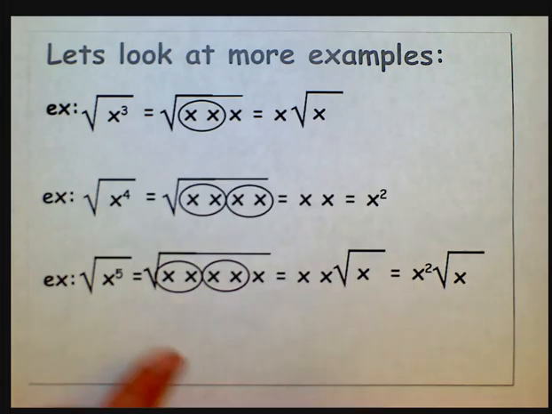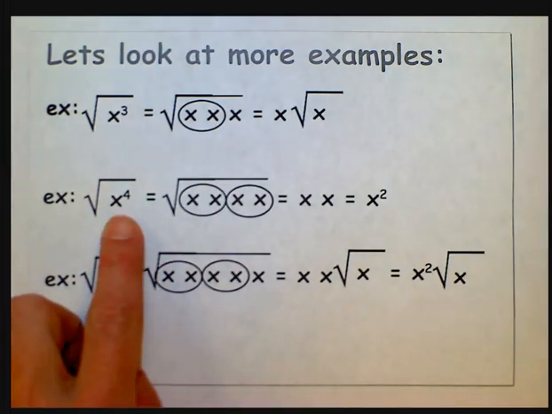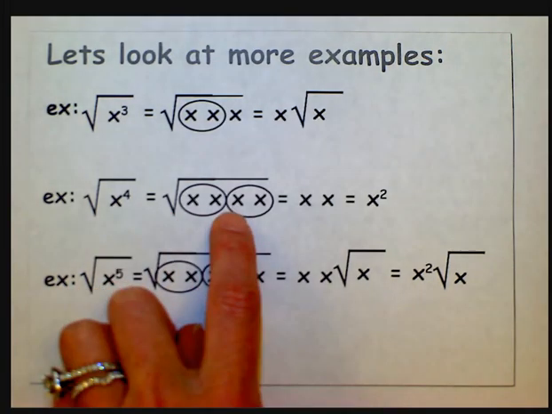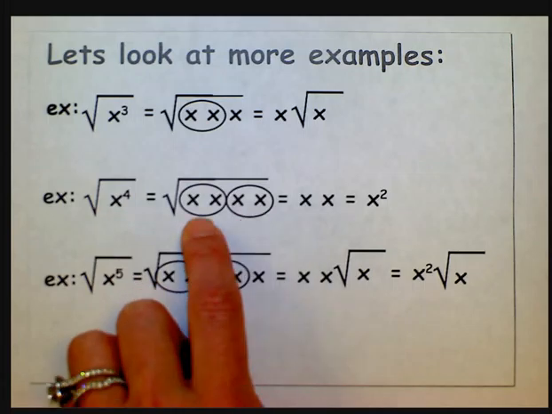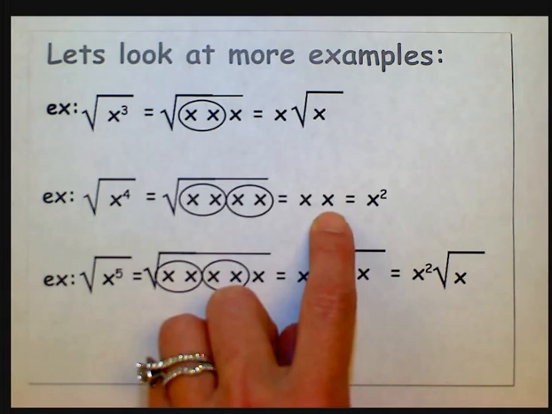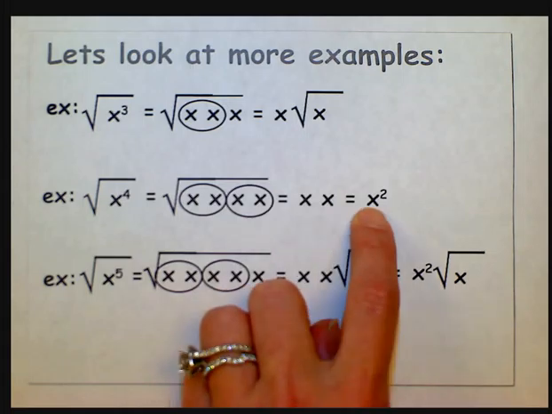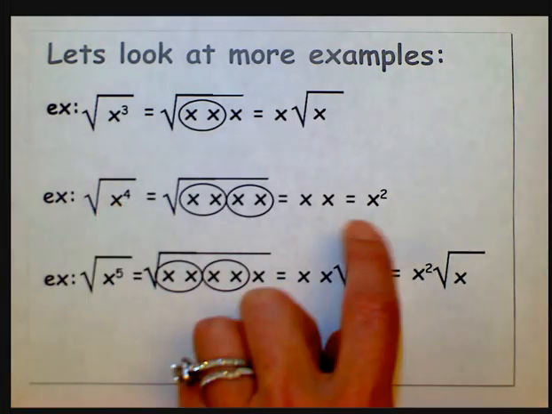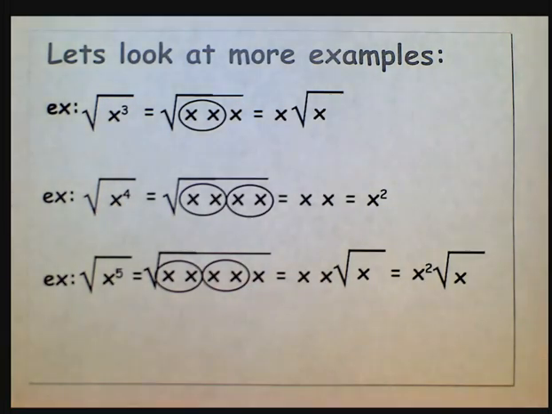Now I told you at the beginning that x to the fourth was a perfect square variable, so when you take the square root of x to the fourth, that expands to the square root of x times x times x times x. So two x's in gives you one out. Two x's in gives you one out. Nothing's left under the radical, so x times x is x squared. So you can see the square root of x to the fourth is x squared.